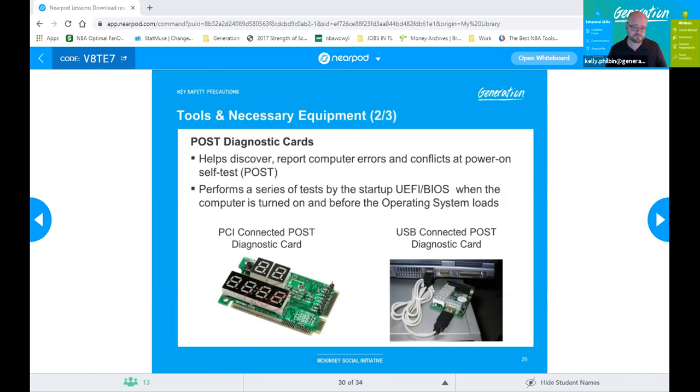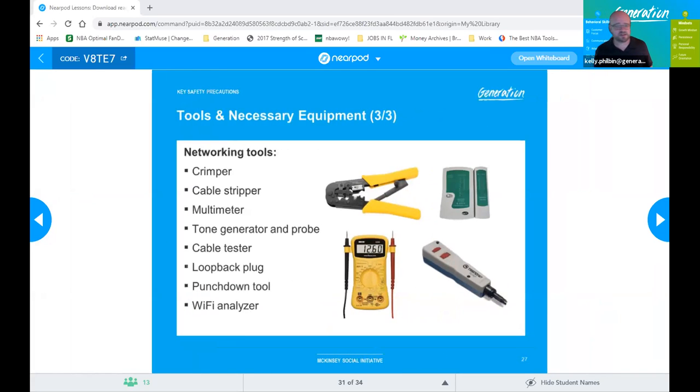All right. Now, when you start getting into networking and actually working with hardware, there's a bunch of little different tools that you will come across. Yes, they do ask about a lot of these on the A-plus exam. There is a nice little quick list of them ahead of time.